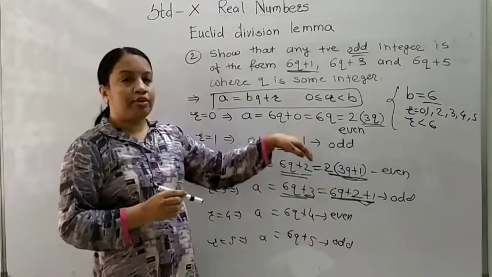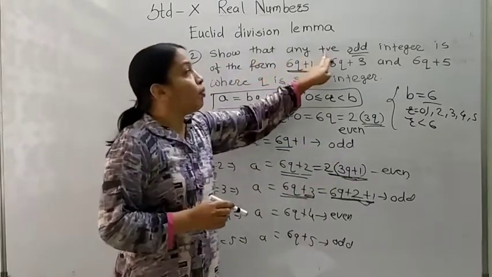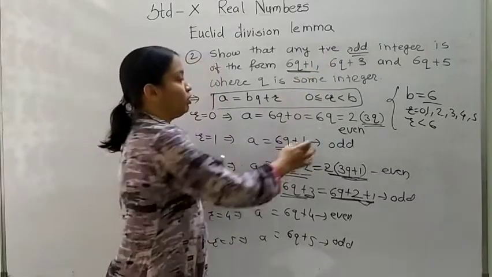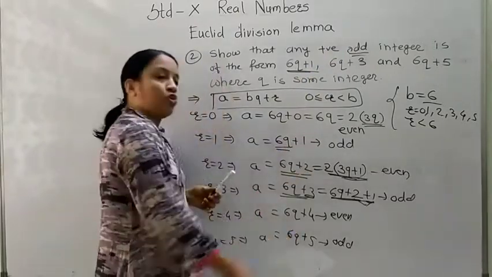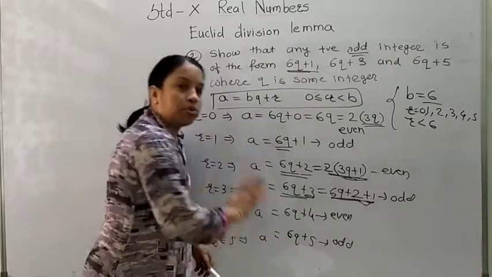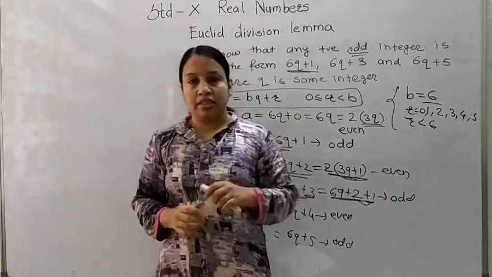If this question is changed to show that any positive even number is of the form 6q + 2 and 6q + 4, that time also you need to do all these things. Okay, let us see another example.